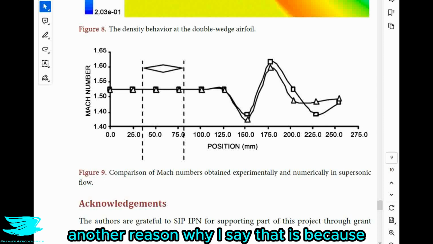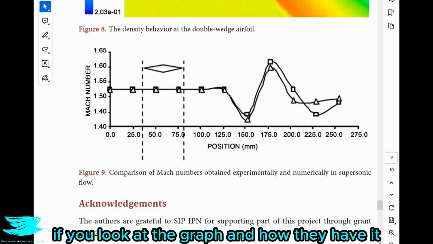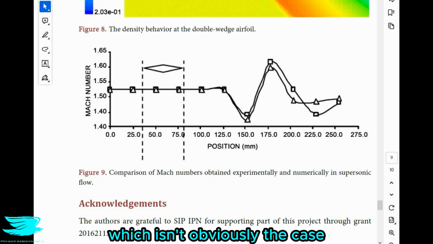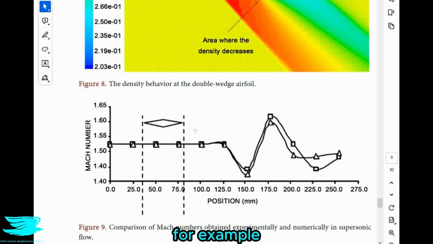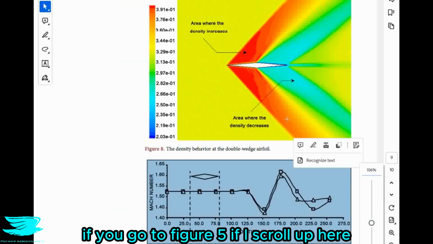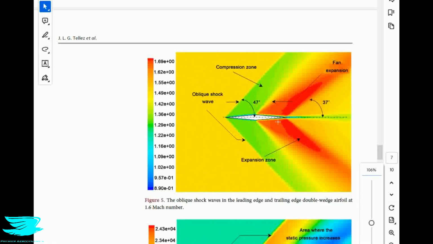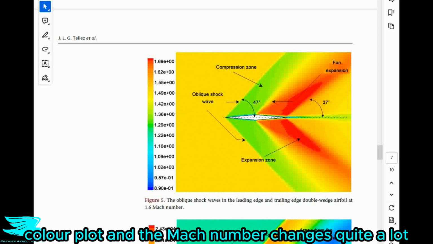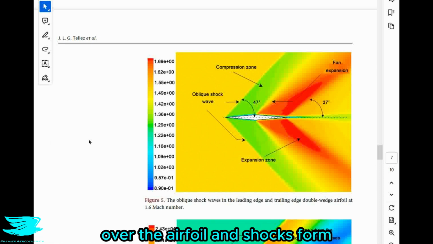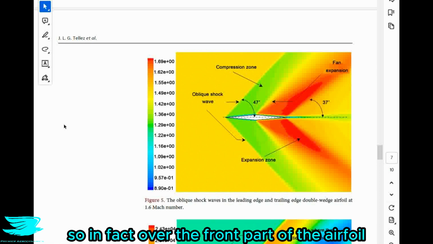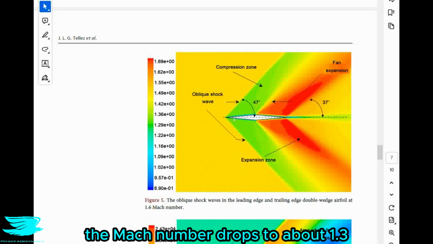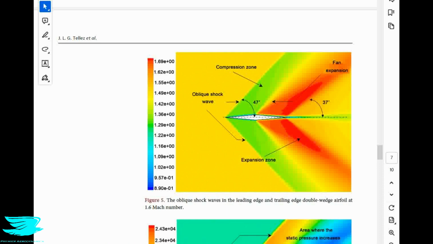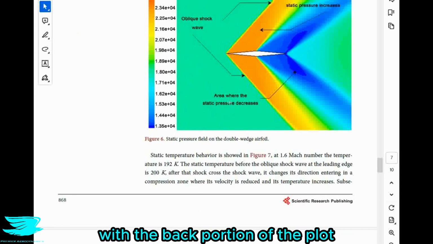Another reason why I say that is because if you look at the graph, how they have it, apparently the Mach number over the airfoil was also 1.5, which isn't obviously the case because if you look at other figures, for example, if you go to figure 5, if I scroll up here, in figure 5, we see the Mach number color plot, and the Mach number changes quite a lot over the airfoil and shocks form. So in fact, over the front part of the airfoil, the Mach number drops to about 1.3, and then it increases over 1.7 past the airfoil. So this aligns much better with the back portion of the plot of this graph.